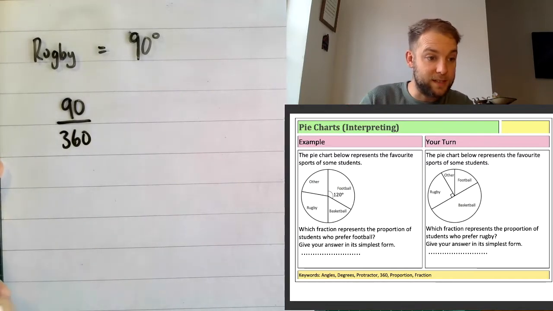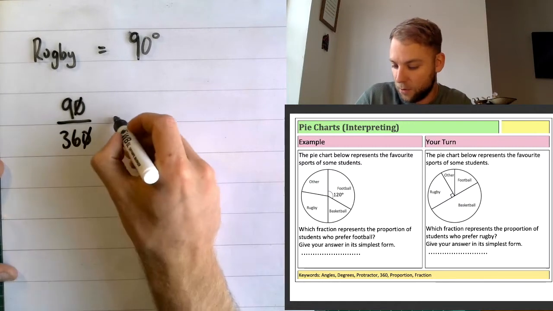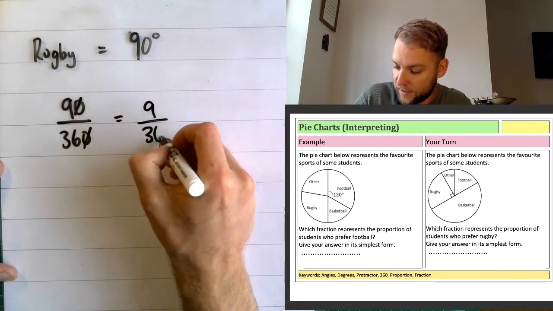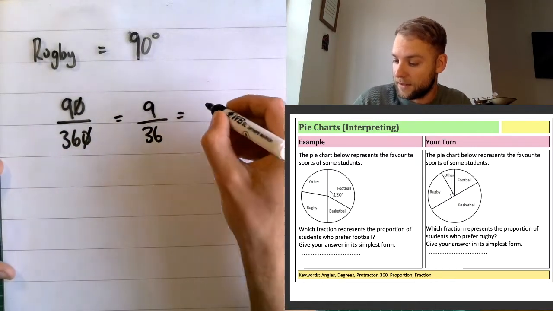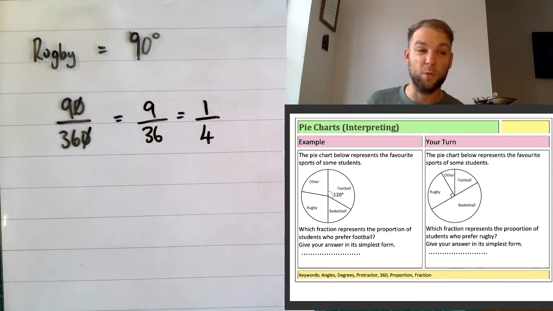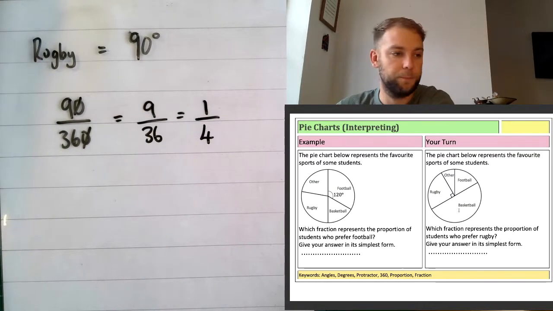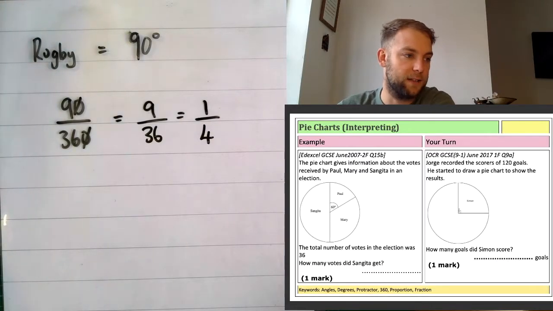So again, if you want to simplify this, then we can either type it in our calculator or we'll divide it down. So it's going to be 9 over 36. And how many times does 9 go into 9? Once. How many times does 9 go into 36? 4 times, which is a quarter. You can probably pretty much see that it's a quarter anyway, can't you? Okay, so let's have a look at our next question. A third and a quarter, brilliant.